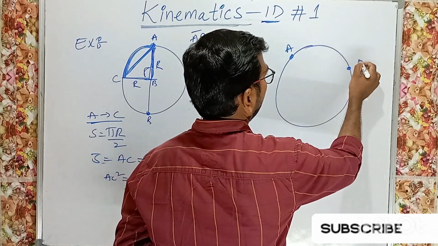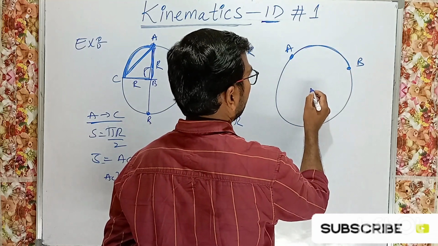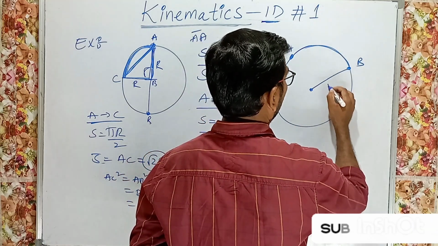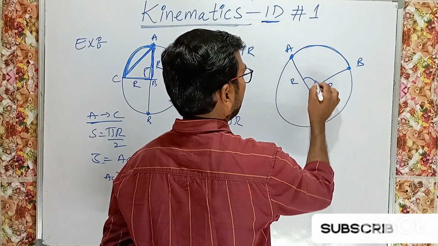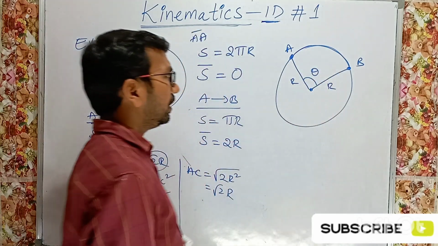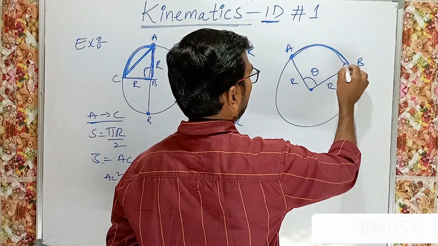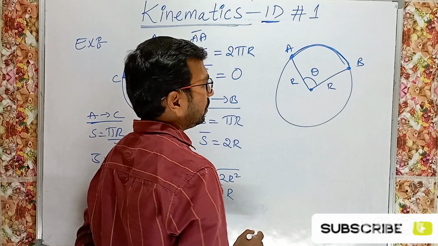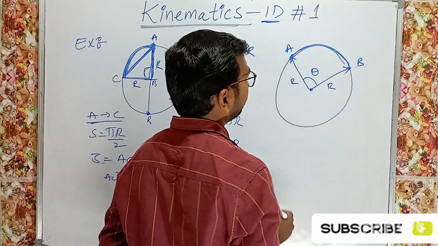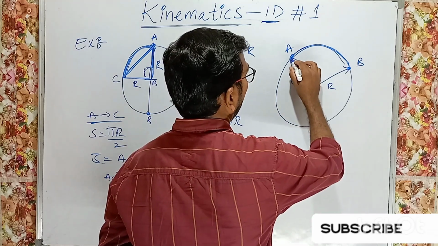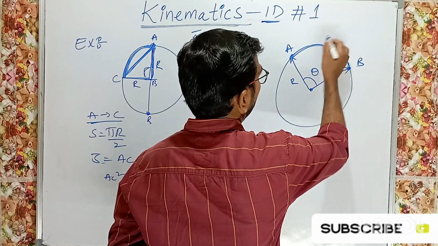Okay. So in case a person is moving along a circular path, this is point A and this is point B. The person moves from A to B only. The radius of the circle is r, and this is also r, making an angle theta. So you can find out the arc length. I will consider the arc length as S.